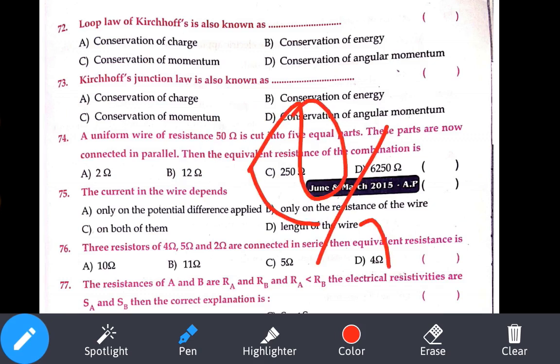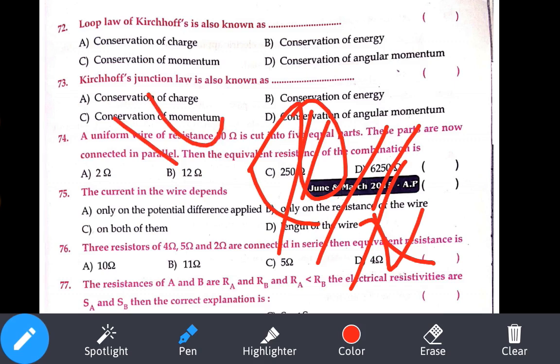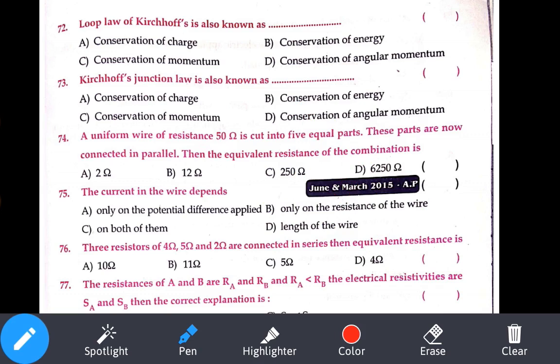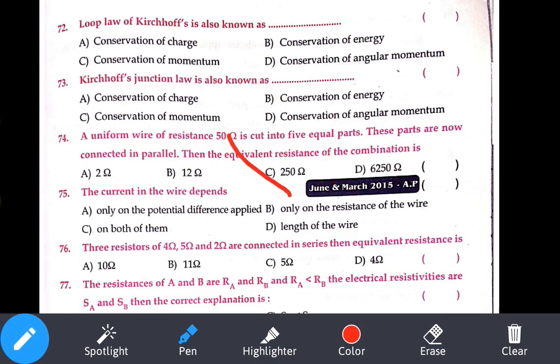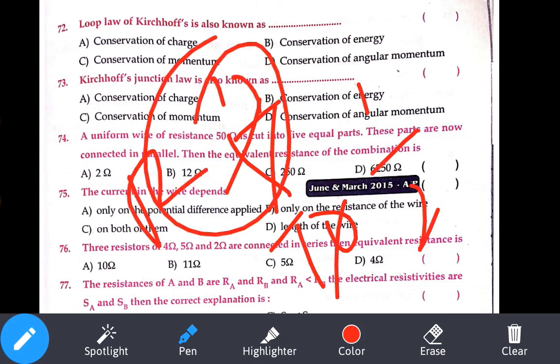A uniform wire of resistance 50 ohms is divided into 5 parts. If we divide into 5 parts, what is that? 50 divided by 5 is 10. Each part resistance is 10. Now it is connected in parallel. 5 parts means 1 by 10 plus 1 by 10 plus 1 by 10 plus 1 by 10 plus 1 by 10. So total it is 5 by 10. 5 by 10 means what? 1 by 2. Nothing but 2 ohms.